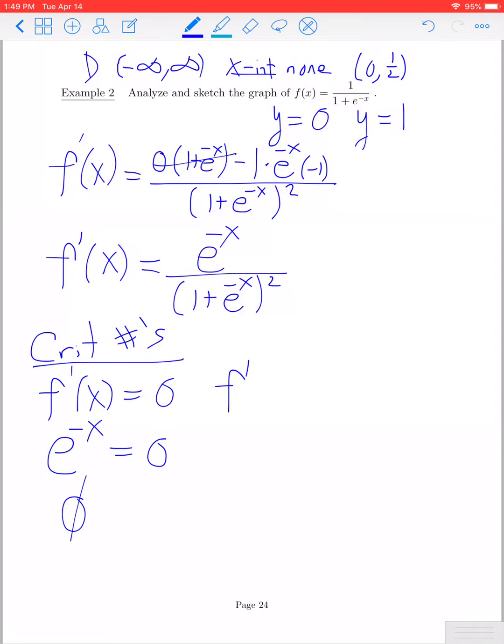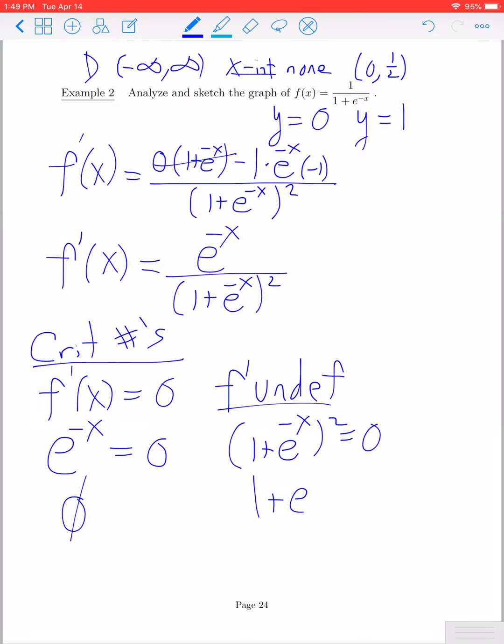We could also try to investigate where f prime is going to be undefined. That would involve setting the denominator equal to 0. Take the square root of both sides. We would get 1 plus e to the negative x equal to 0. Subtract 1 from both sides. We get e to the negative x equals negative 1. And that too will again have no solution. So this particular function does not have any critical numbers.